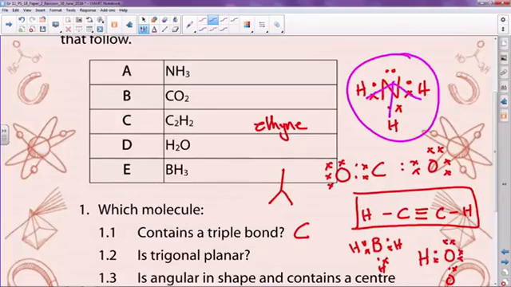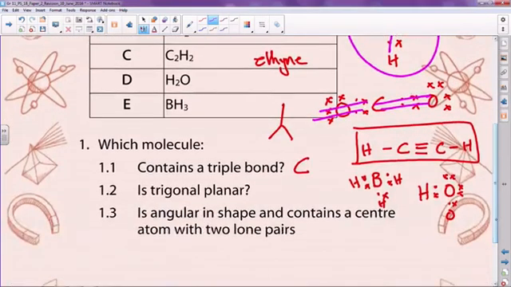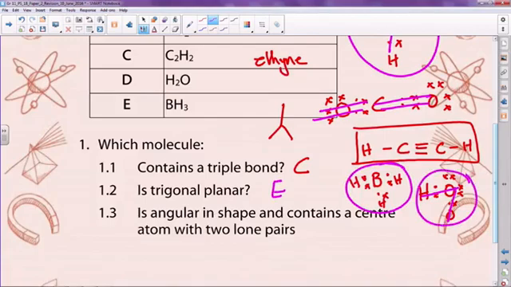Can it be carbon dioxide? Carbon dioxide is going to give me a linear shape. What about water? Water is going to give me an angular shape. That leaves us with BH3. So trigonal planar is going to be E. And we've answered the third one. It's angular in shape and it's got a central atom with 2 lone pairs. That is water, and that is going to be D.